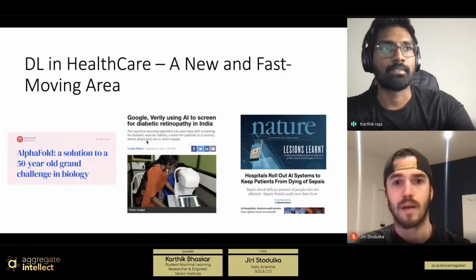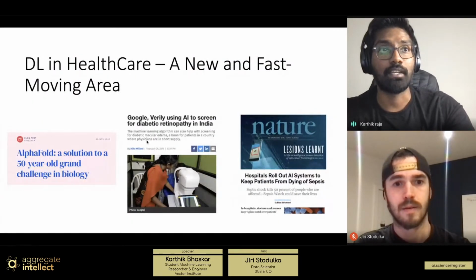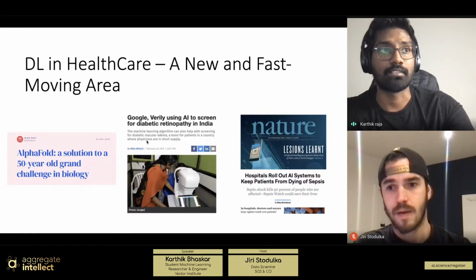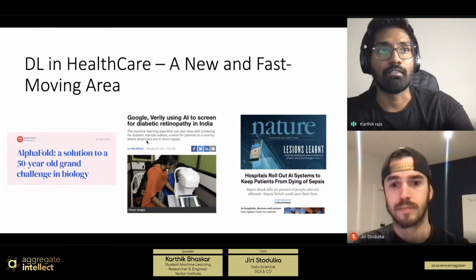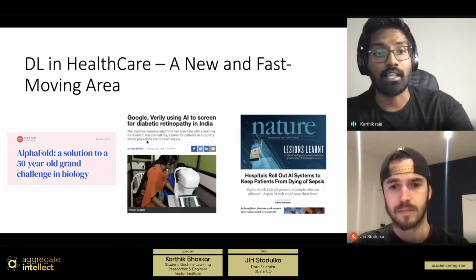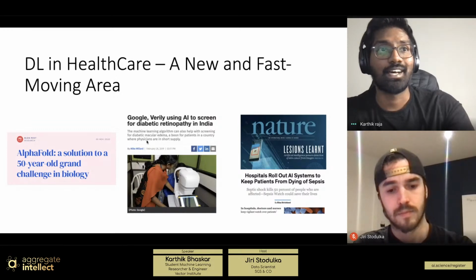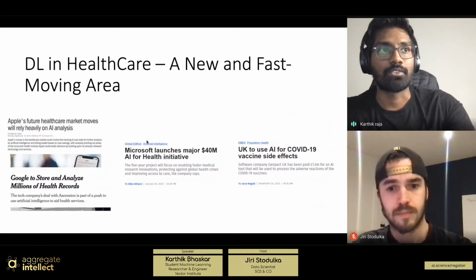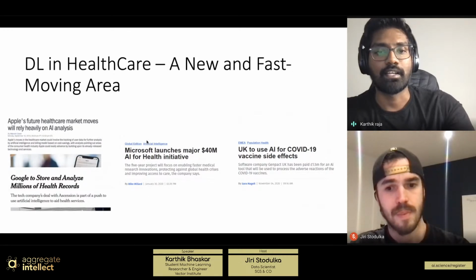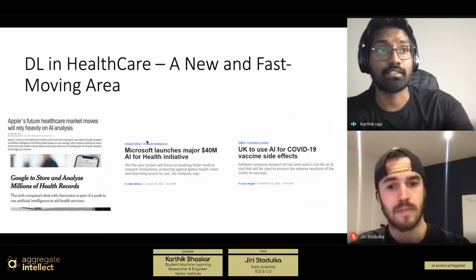Deep learning in healthcare is a new and rapidly exploding area, and here are a few examples. A couple of months ago, DeepMind solved a 50-year-old grand challenge in biology using an algorithm called AlphaFold. Google and Verily use AI to screen patients for diabetic retinopathy. Hospitals use AI systems to help patients with sepsis, and Apple and Google heavily invest in AI analysis of healthcare data. Recently, Microsoft invested 40 million in a healthcare initiative, and the UK uses AI to predict COVID-19 vaccines. This news tells us that AI is heavily used in the healthcare industry.